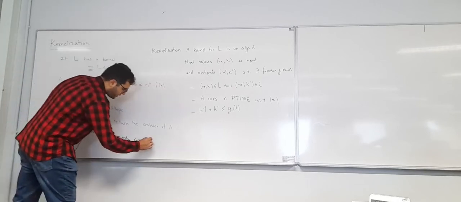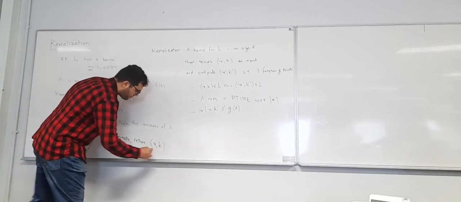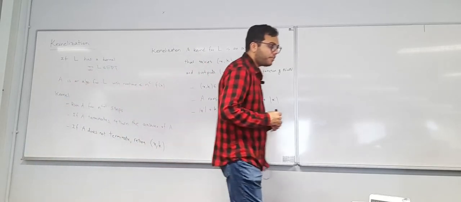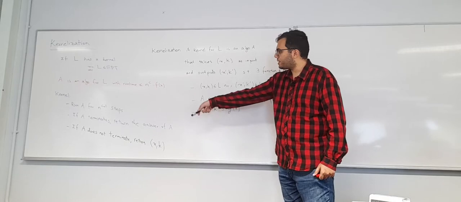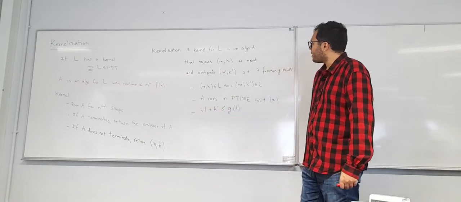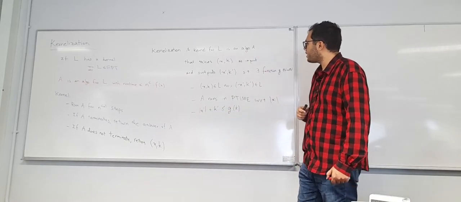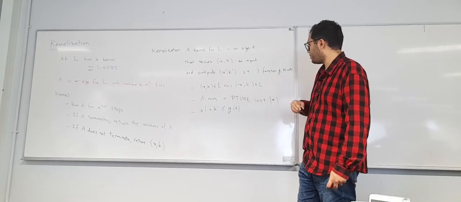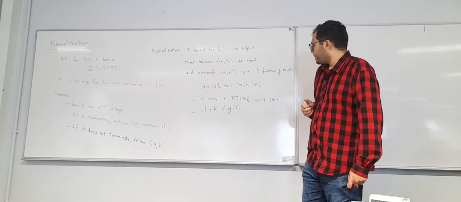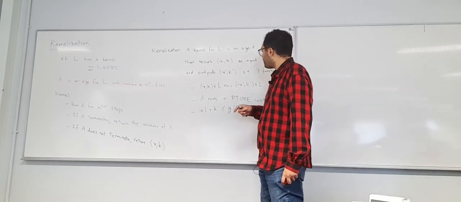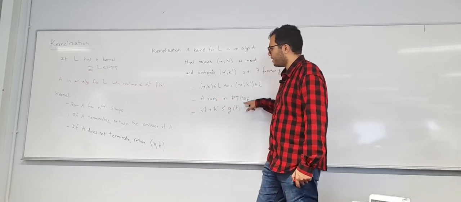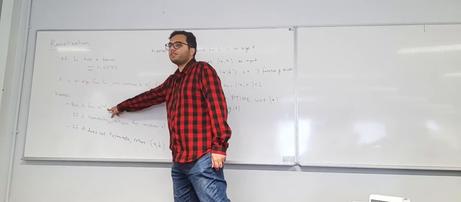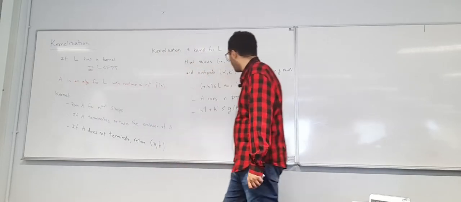Return the original instance, so let's say xk. Now, why is this a valid kernel? Why is this kernelization valid? Well, let's just check all the conditions that we had to have here. First of all, it definitely runs in polynomial time, right? It's taking n to the power of c plus 1 steps, which is polynomial.